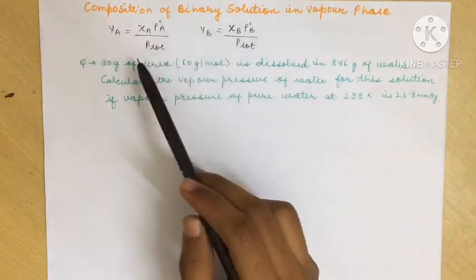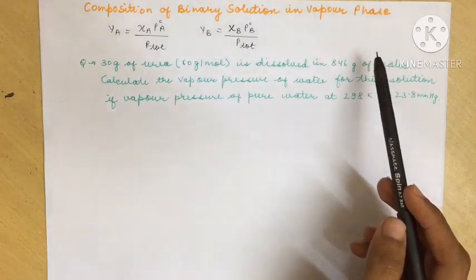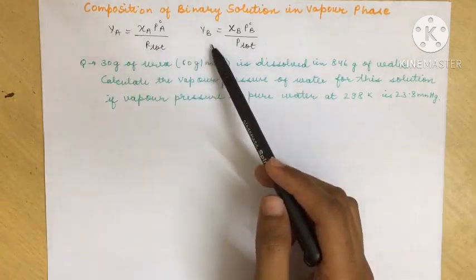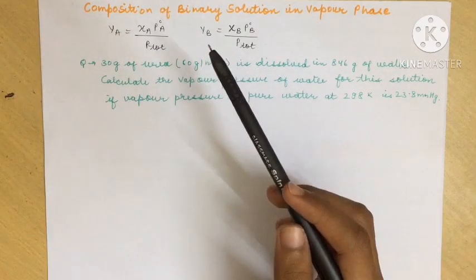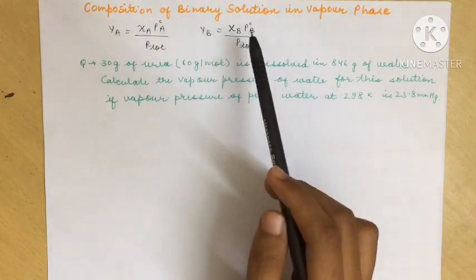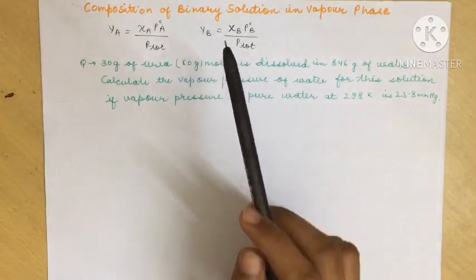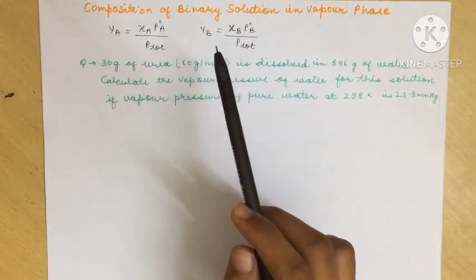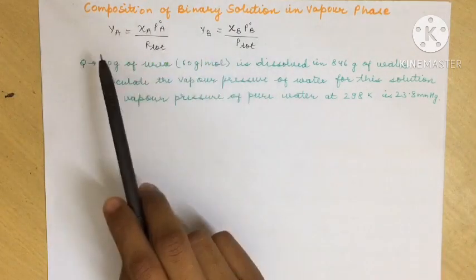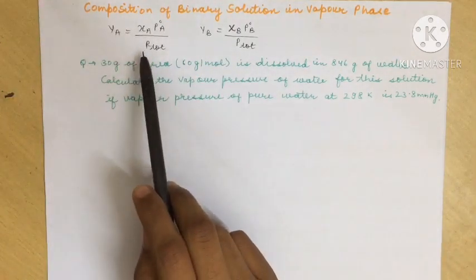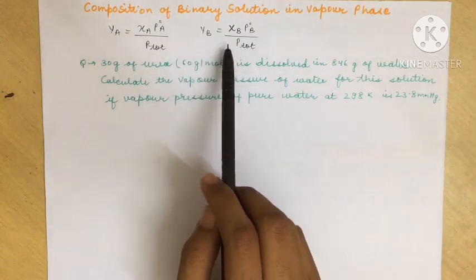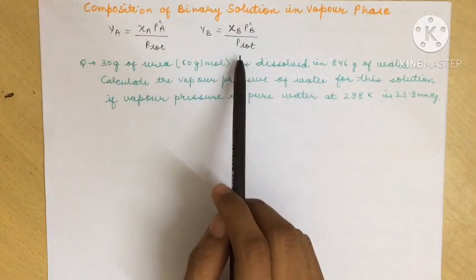First is the composition of binary solution in vapor phase. Now this is one formula that you have to learn. This Ya and Yb are the mole fractions of the components in the vapor phase. If in the exams they ask you to calculate the mole fraction of that component in the vapor phase or in the gaseous phase, in that condition you have to use this formula, that is Ya equal to Xa multiplied by P naught A upon P total, and Yb equal to Xb multiplied by P naught B upon P total.